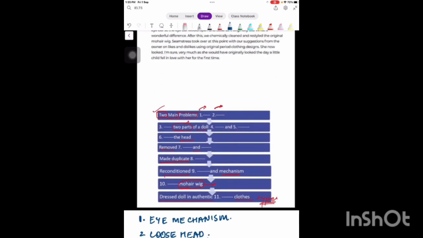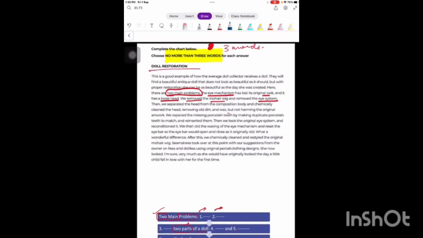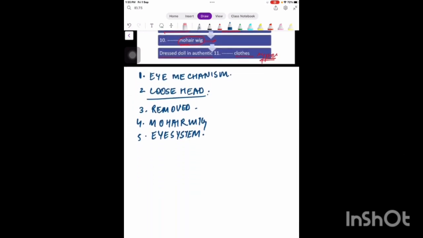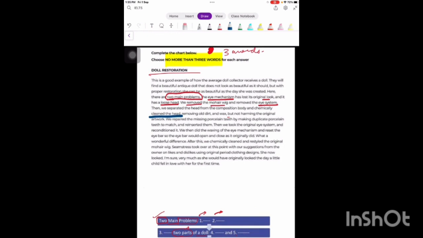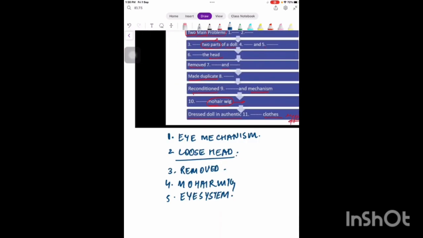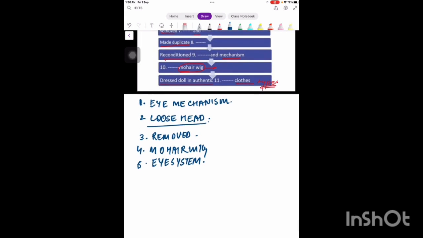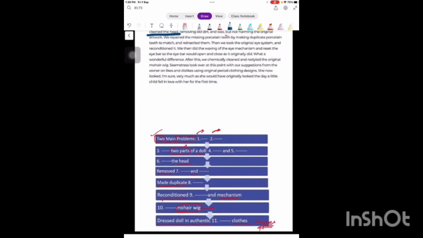Okay. Dash the head. Now continuing to read in the next line. Dash the head. Cleaned the head. Answer is cleaned. But let's look at the whole sentence, because the word limit is no more than three words. We separated the head from composition, body, and chemically cleaned the head. So dash the head. Sixth is chemically cleaned the head. So here you don't need to write the complete sentences.